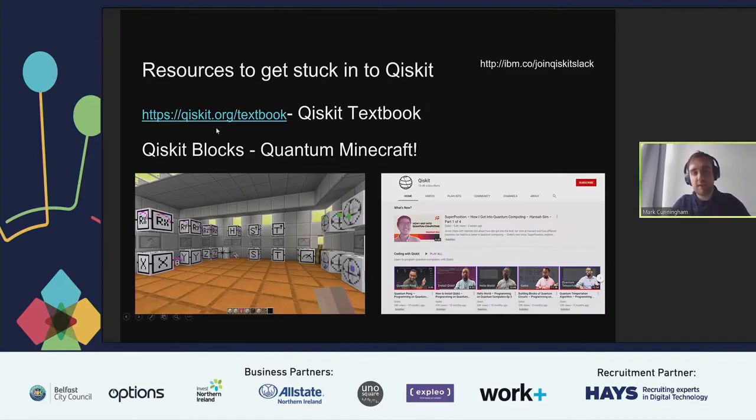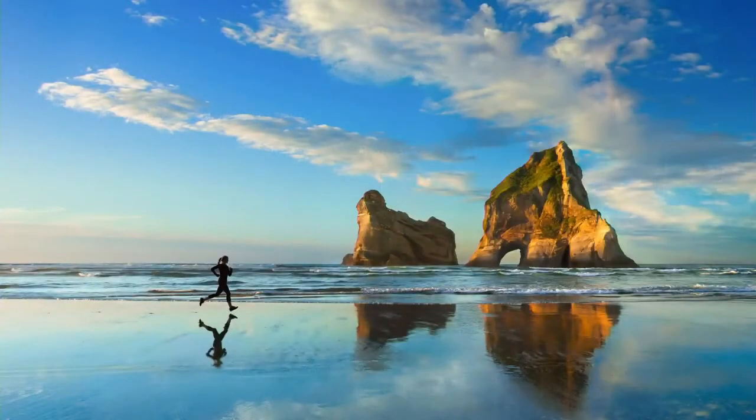So if you go onto the Qiskit website, or even look up Qiskit Blocks, you'll see how to get set up. And I think we have a video on it on the YouTube channel as well. And you can see how to get yourself set up and really stuck into it. And I think it's a lot of fun. It's a good way to spend your day in lockdown.